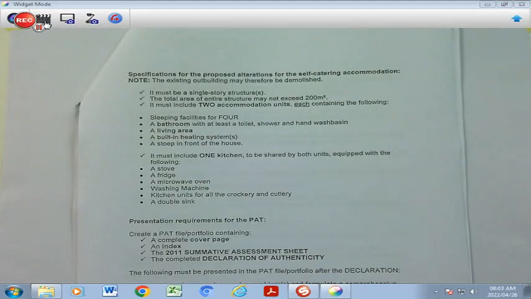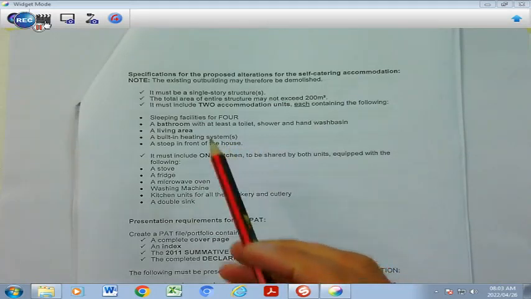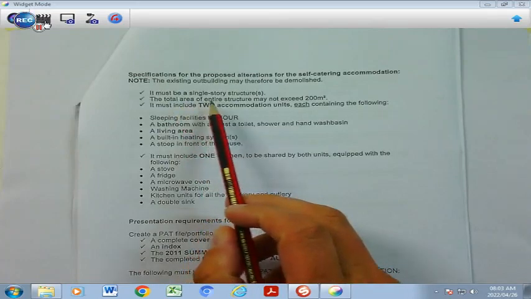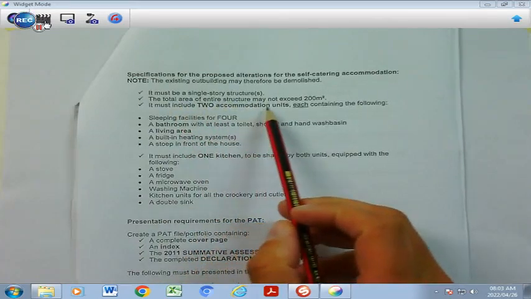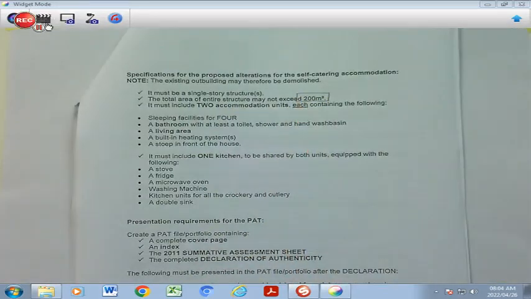Hi, grade 11s. If you look at the designs which we are going to encounter now, we have to go and revisit our specifications. And our specifications do indicate that the total area of the entire structure may not exceed 200 square meters.